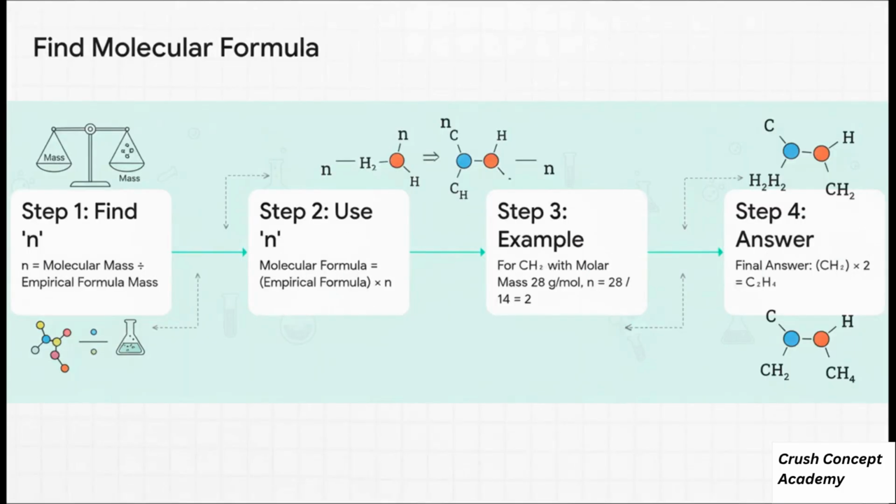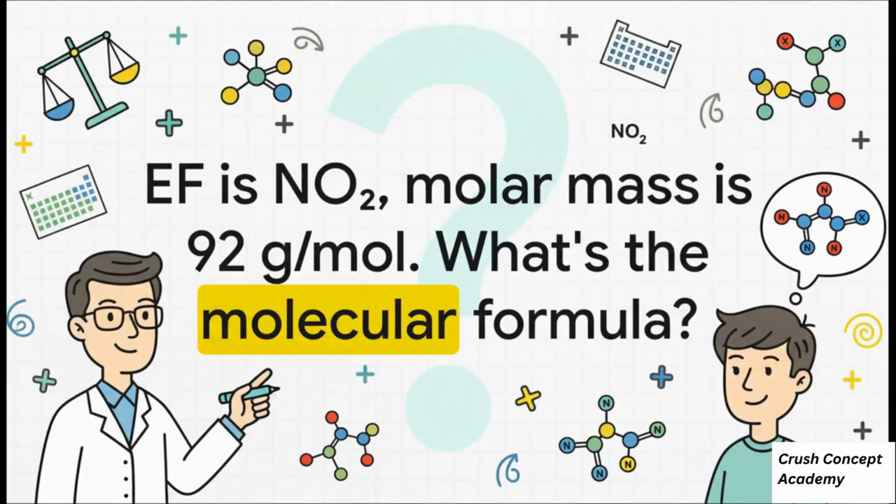So how do you get from one to the other? It's a really simple two-step trick. First, you find this little multiplier, we'll call it N, by dividing the molecular mass by the empirical formula mass. Then you just multiply the entire empirical formula by that number N. So look at the example. For CH2, the empirical mass is 14. If the real molecular mass is 28, then N is just 28 divided by 14, which is 2. Boom, the molecular formula is C2H4. Easy, right? All right, your turn.